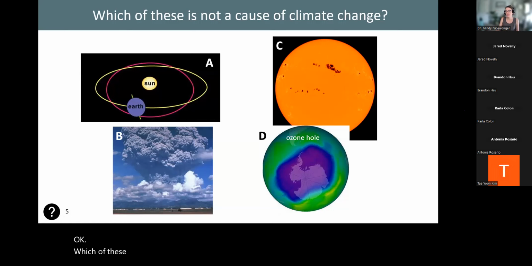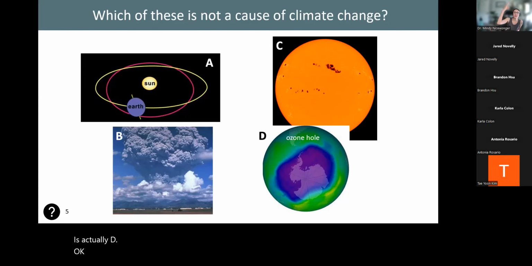Which of these, if you're still with me here, is not a cause of climate change? And C is showing us sunspots. All right. So the answer is actually D.